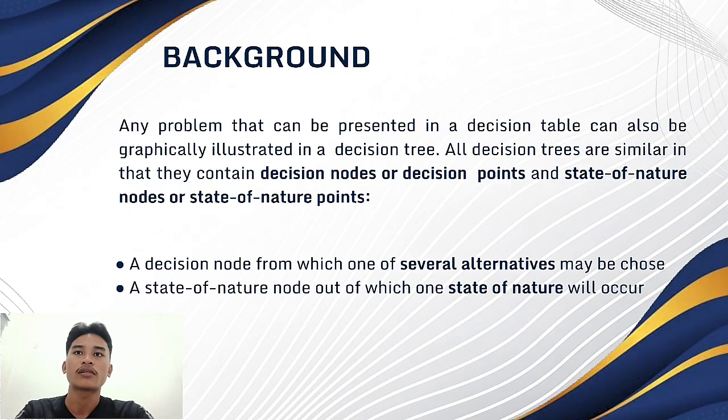So for our background, any problem that can be presented in a decision table can also be graphically illustrated in a decision tree. All decision trees are similar in that they contain decision nodes or decision points, and state of nature nodes or state of nature points. A decision node is one from which one of several alternatives may be chosen, plus a state of nature node out of which one state of nature will occur.